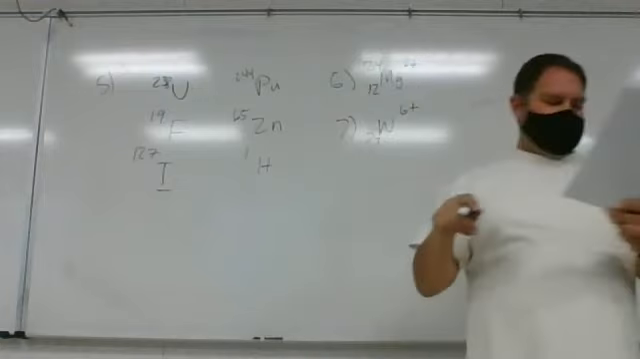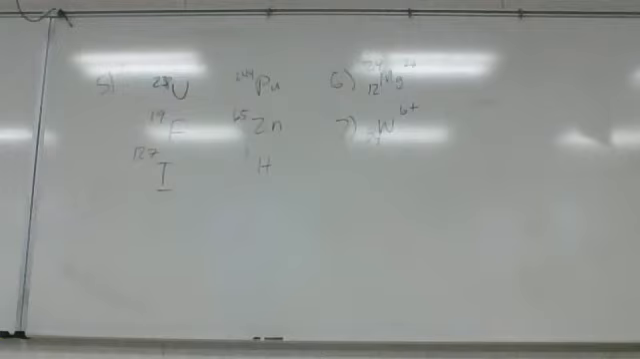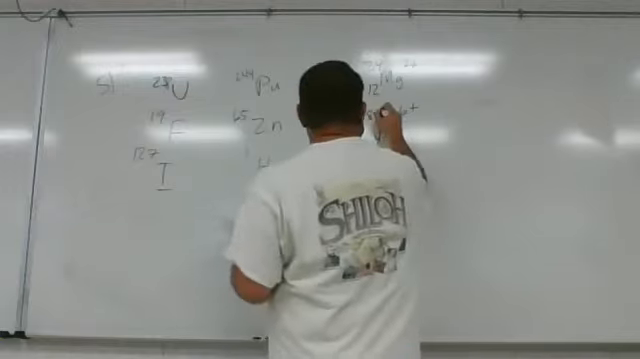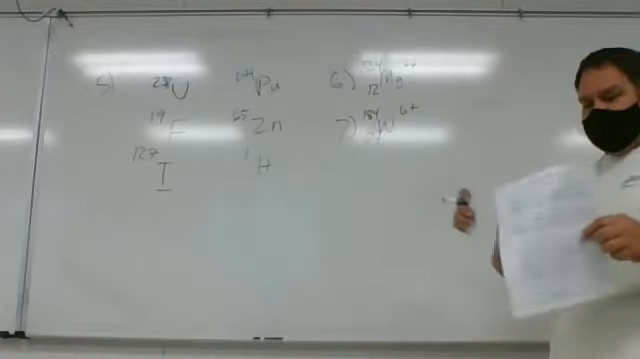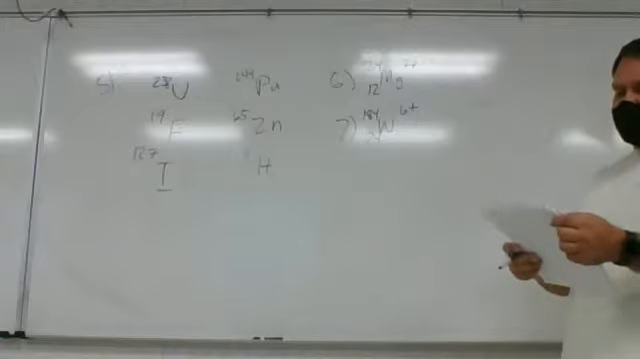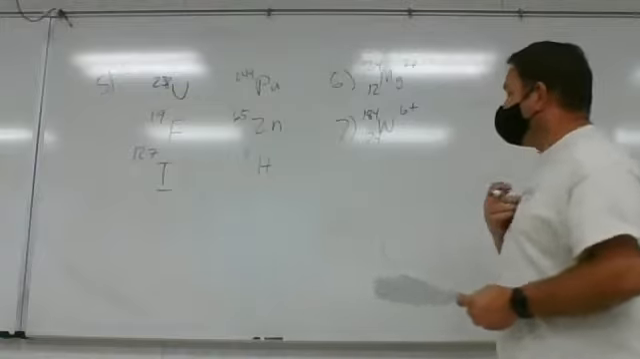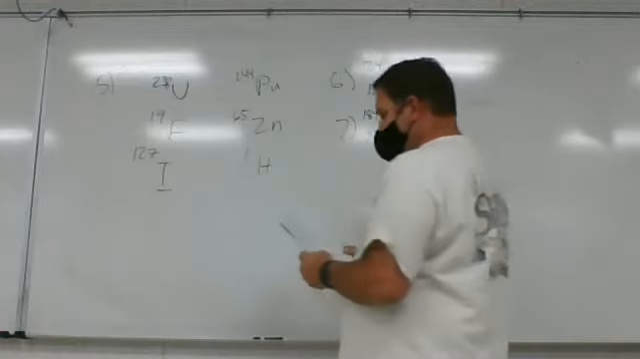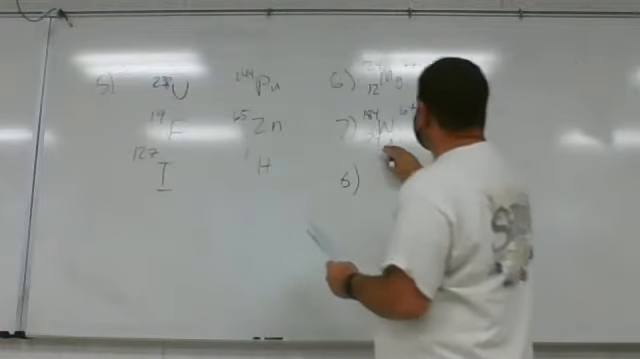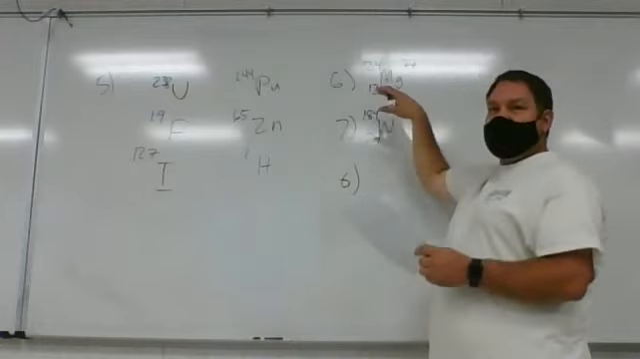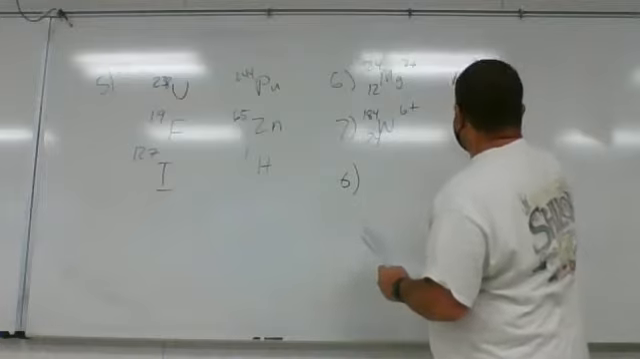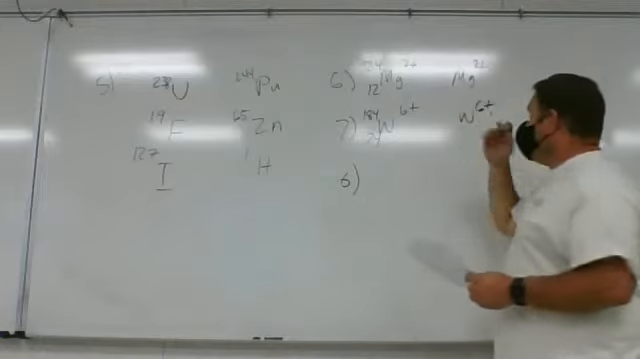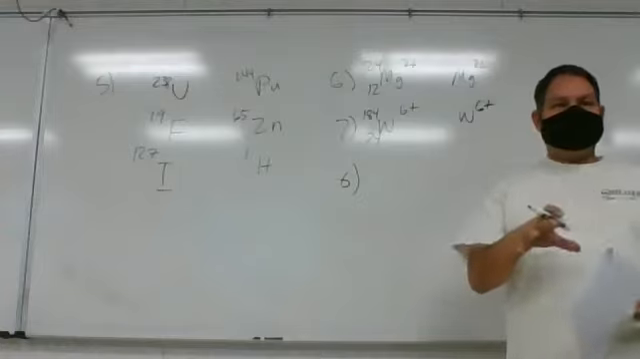The mass number should be 184 for tungsten. Yeah, 184. Good so far? That's if we're going by the most common isotope. And by the way, a lot of times, if they don't really care about the isotope, they may just go magnesium 2 plus or tungsten 6 plus, not caring about the particular isotope.